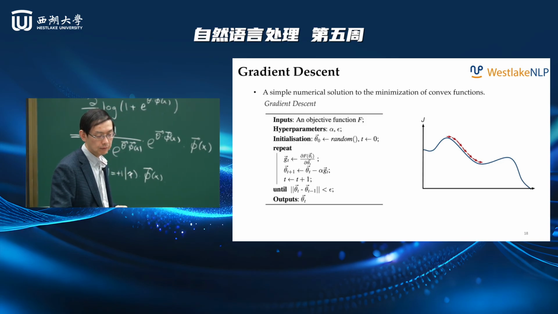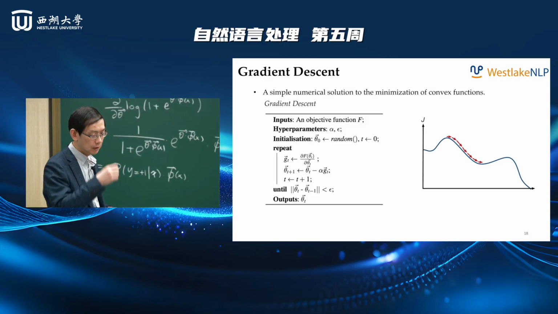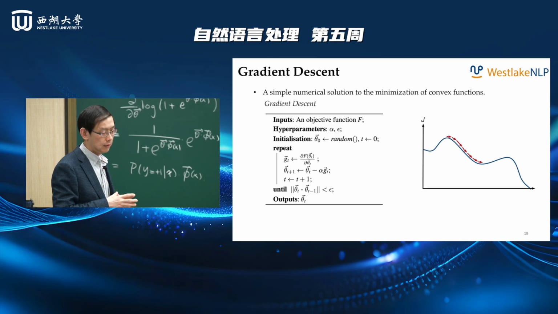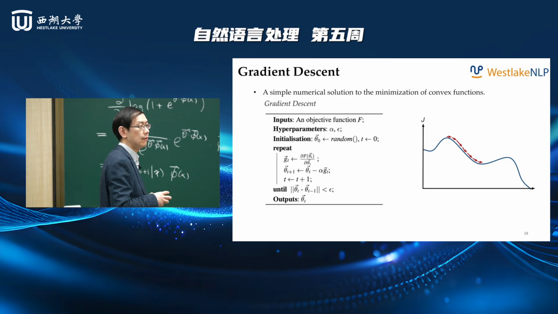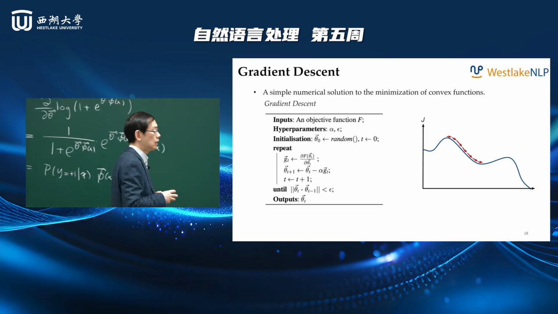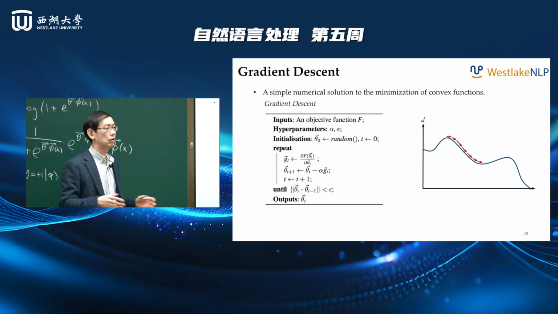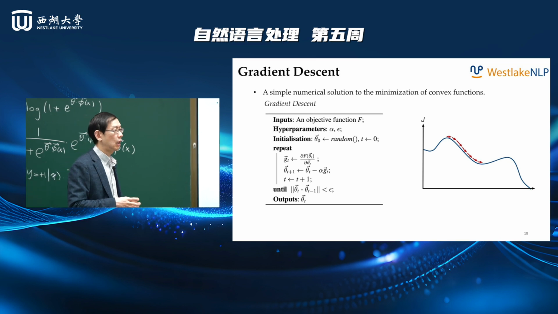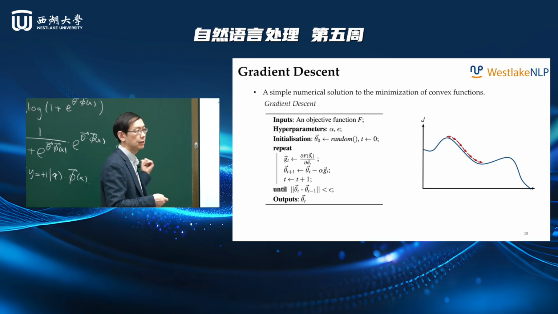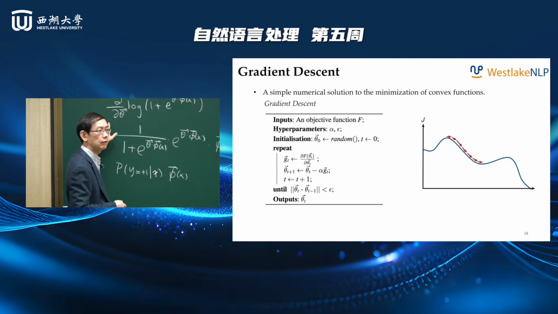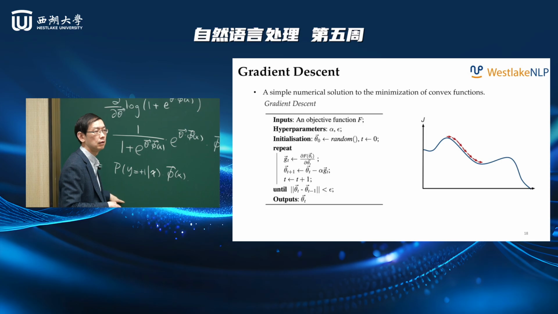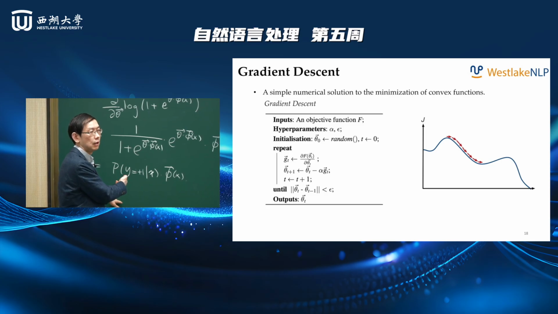So if I describe this thing using an algorithm, it's very easy. We just initialize this theta using a random vector. And then we can calculate the objective function, and we can calculate the gradient of this thing over theta, by putting theta in, and we got something like this.